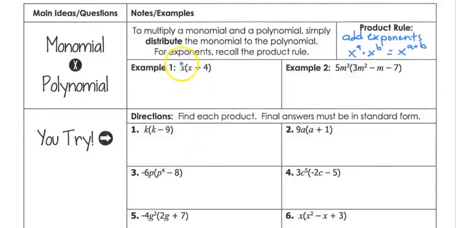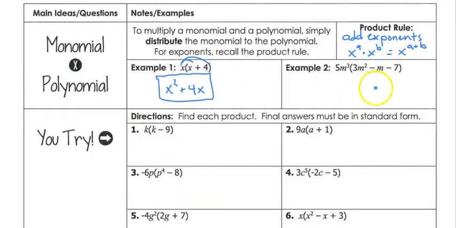Okay, so example 1. I have this x that I'm going to distribute to both things in the parentheses. X times x is x squared. X times 4 is 4x. I cannot combine these because they're not like terms, and it is in standard form because my highest exponent is first and it goes down from there, so that would be my answer.